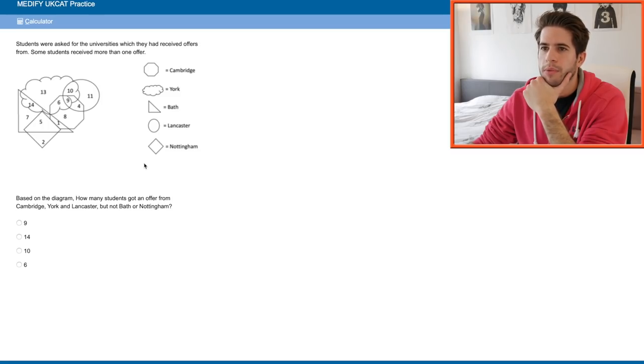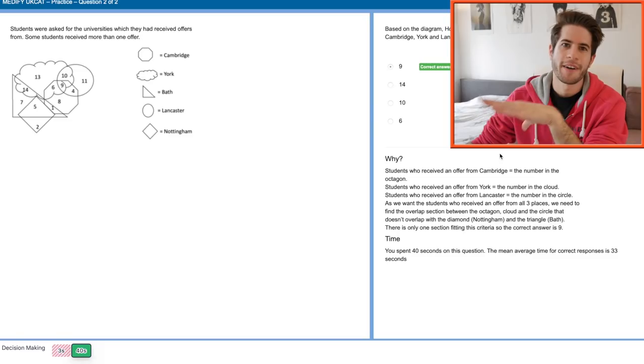So Cambridge is this octagon, I think, here. Cambridge and York, York is this bubble, so 6 and 9, and Lancaster, which is this circle, so it's just that little 9, but not Bath, so not that triangle down there, and not Nottingham, so not that little diamond there, so it's just 9. All right, finishing this day on a high note, got that question right.